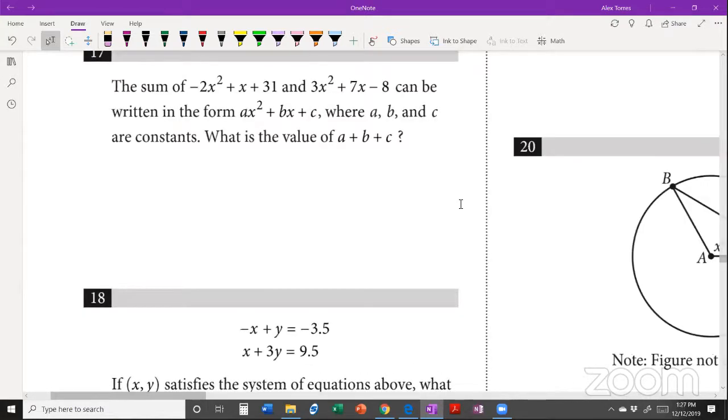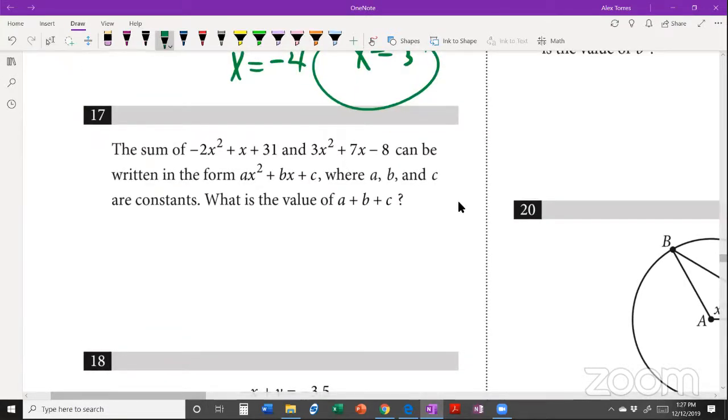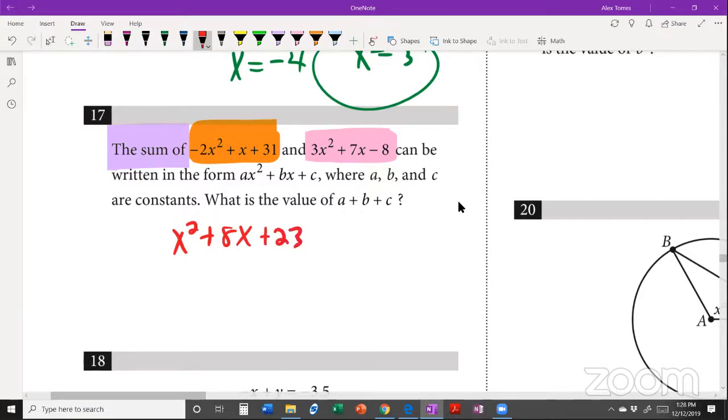Going over to number 17 now. Here we're talking about the sum of the orange expression and the pink expression. So what's the sum of them? It's just the idea of combining like terms. Negative 2x squared plus 3x squared is 1x squared. X plus 7x is 8x. And 31 minus 8 is 23. So you've got x squared plus 8x plus 23.